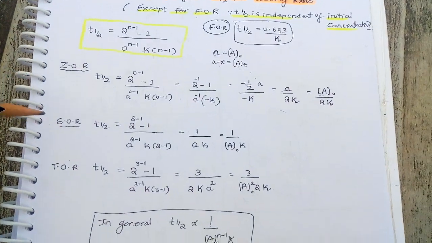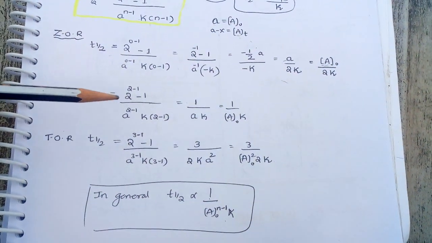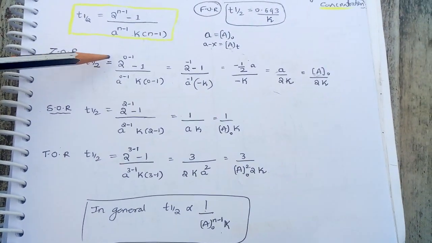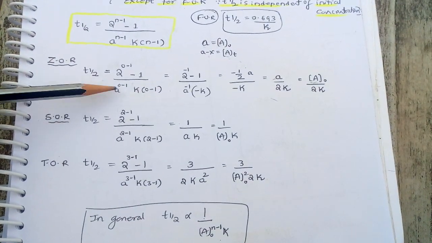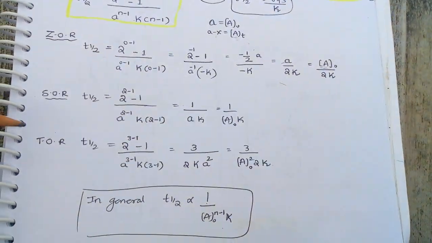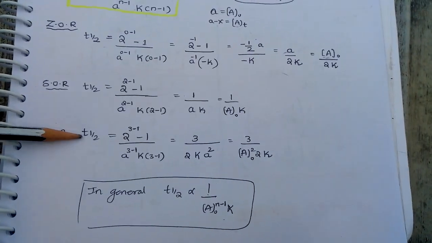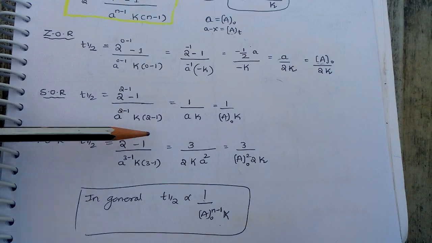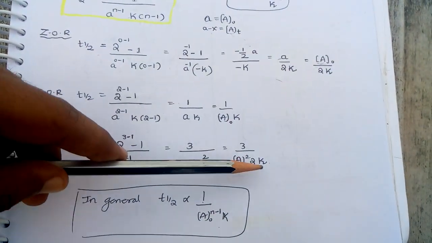Similarly, for a second order reaction, T half is 2 raised to, in place of n if you substitute 2, you will get 1 divided by A naught K. For a third order reaction, T half, if you substitute n value 3, you will get 3 by 2K a squared.